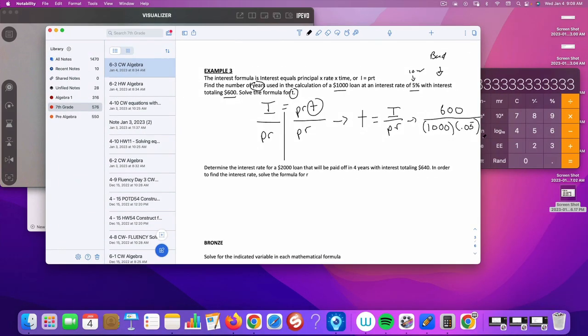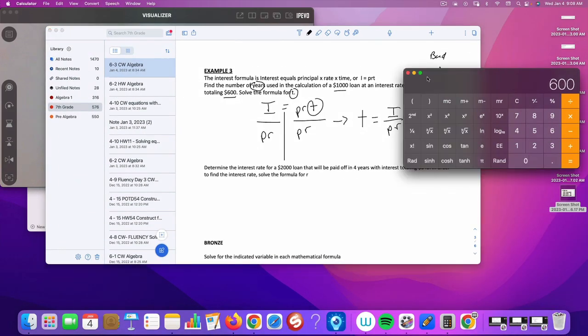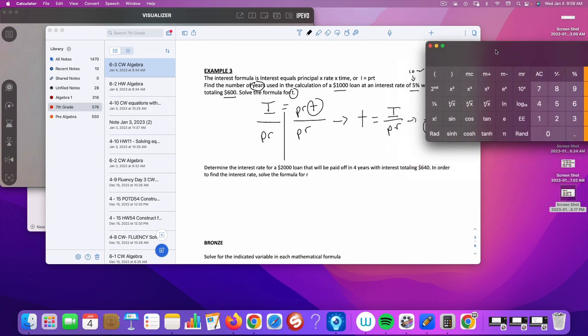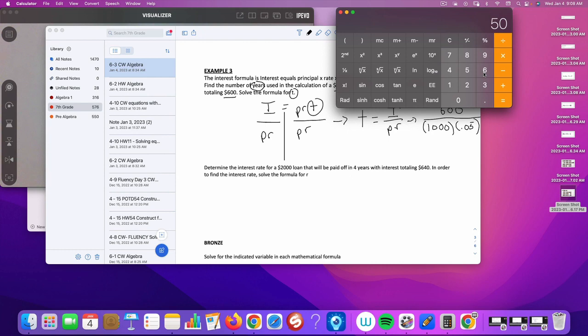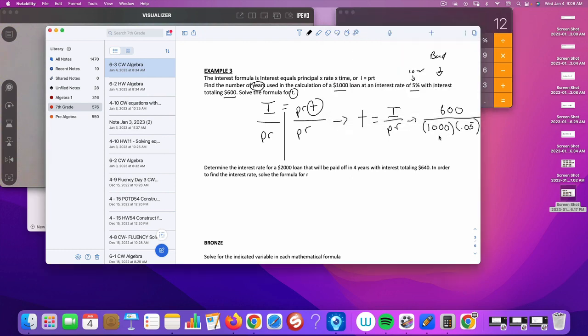Let's do 600. We'll start with this. Times 0.05. 600 divided by 50. In 12 years, you're going to have to pay back the bank an extra $600. Usually that's like in increments, so they'll give you like a monthly check that you'll pay it back in.